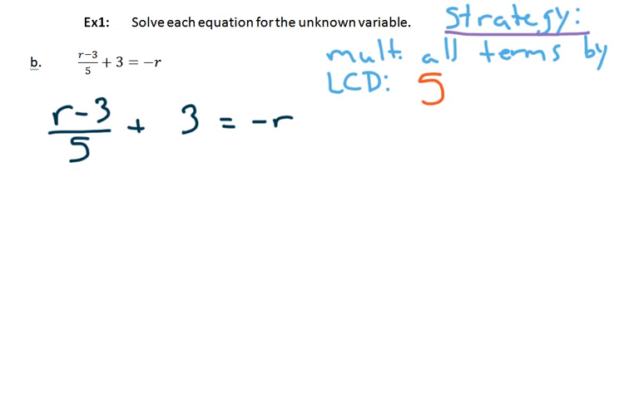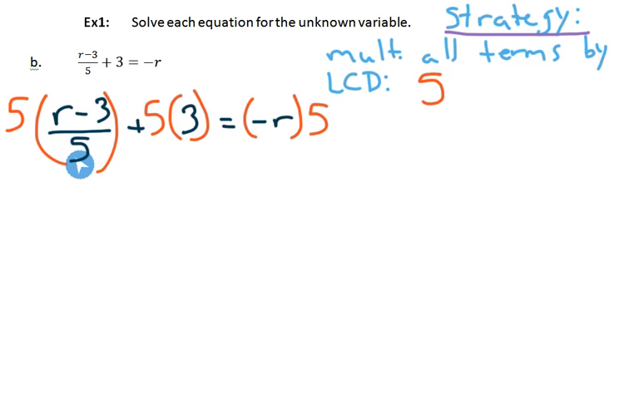So let's go ahead and multiply all of our terms by 5. Times 5, times 5, times 5. Okay? And we'll simplify this. So we have 5 divided by 5. Well, those divide out, so those are gone. That's 1. And we're just left with r minus 3.